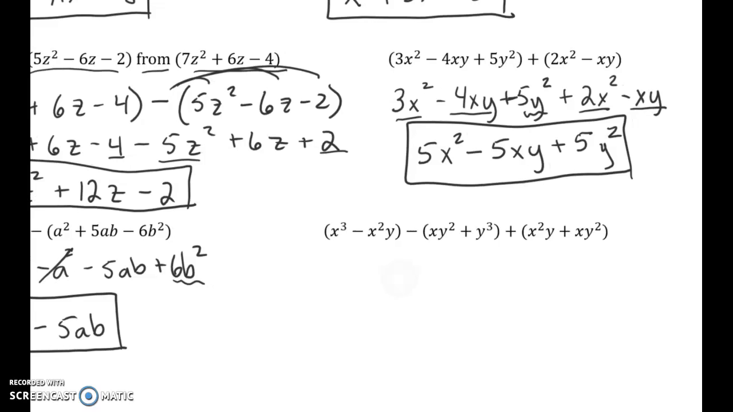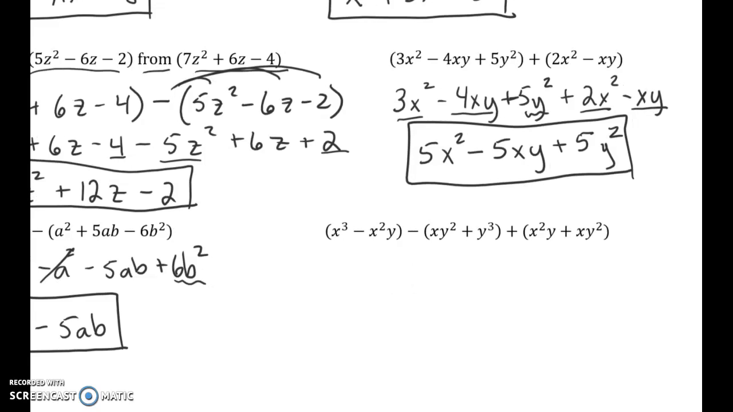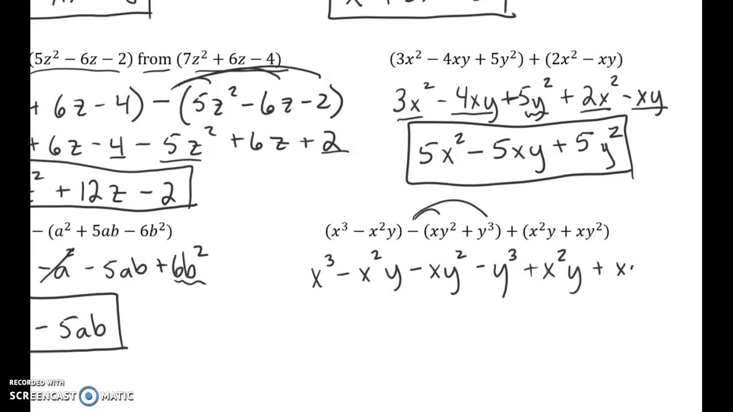Our next problem has 3 polynomials. It's a little tricky. They all have leading coefficients of 1, but they're different in terms of x and y. So we have an x cubed minus x squared y. Then this one is subtracting, so we're going to have to distribute that. Minus xy squared minus y cubed plus x squared y plus xy squared.